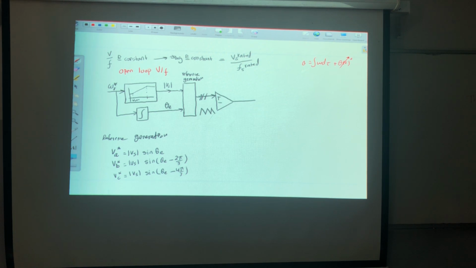Now let's see. If I'm assuming this is V star I, and I is an element of A, B, C, this means that either I'm generating the pulse for leg A, which is the leg connected to phase A, or leg B, or leg C.